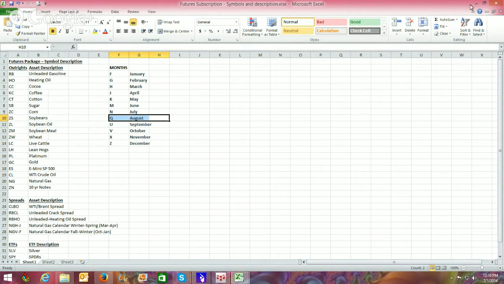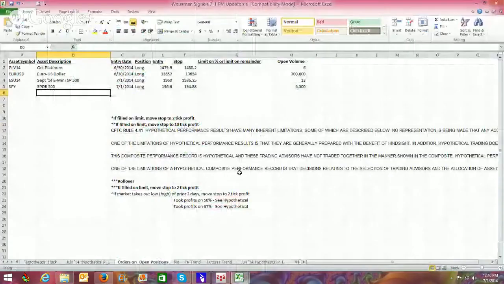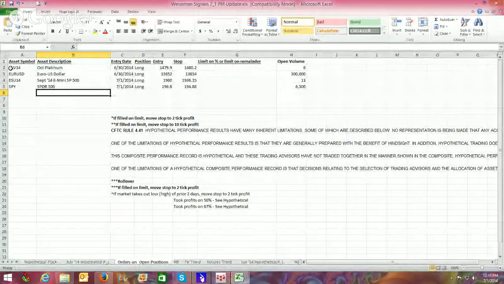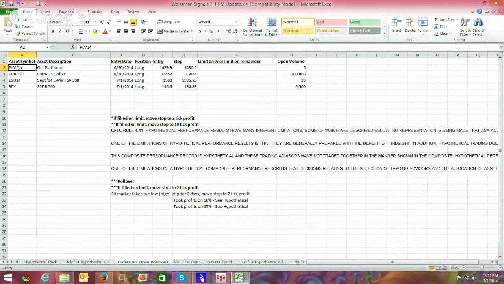So just to put this in perspective and show you a real trade. I want you to see that right now what we're trading is PL, the root symbol for platinum, V is the month for October, and 2014. So we're trading October 2014 platinum. For another one, for example, ES is the root symbol for the E-mini S&P 500 futures. U is the symbol for September, and 14 for 2014.